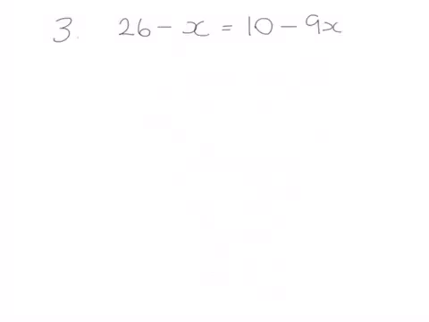One last one to have a look at. Got x's on both sides. This one's got a minus 1 in front of it. The other one's got a 9. So I'm going to get rid of the minus 1x. The opposite of subtracting 1x is adding an x, and do that to both sides. So I'm left with 26 equals 10. Now minus 9x plus an x, I go up, so I get to minus 8x.